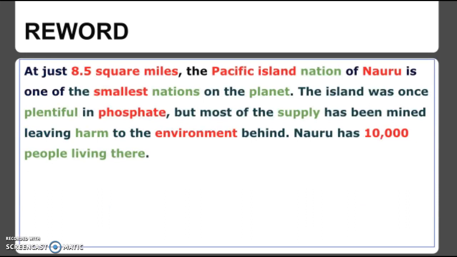At just 8.5 square miles, the Pacific island nation of Nauru is one of the smallest nations on the planet. The island was once plentiful in phosphate, but most of the supply has been mined, leaving harm to the environment behind. Nauru has 10,000 people living there. Okay, so I'm getting closer, but I still need to rearrange.